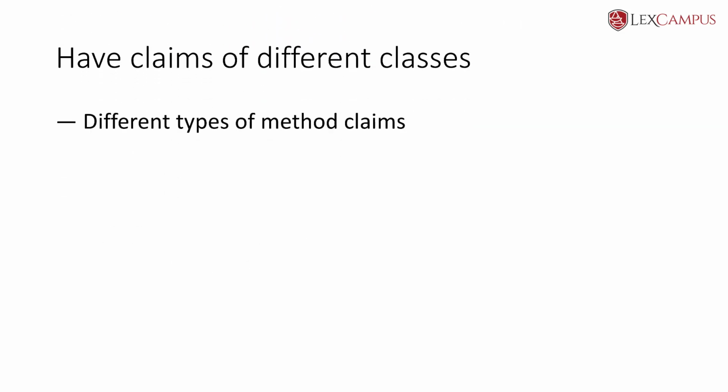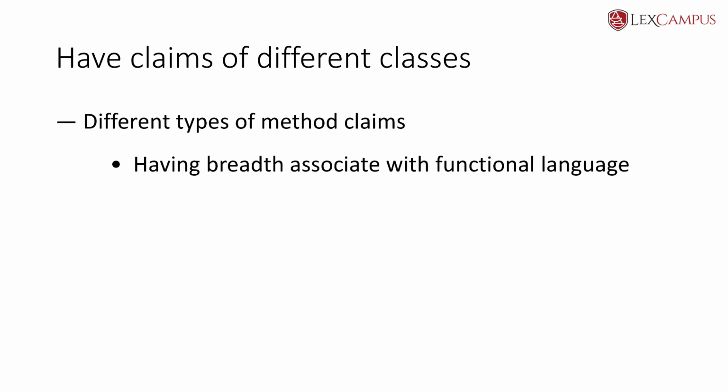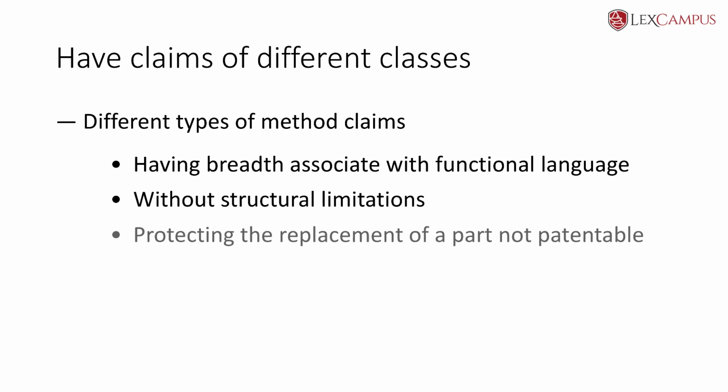Have claims of different classes, different types of method claims. The breadth of a claim could be associated with the language you use, and process patents or method patents allow you to have claims without structural limitations, because the elements are not the parts. The elements are the steps, so you are not bound by structural limitations.